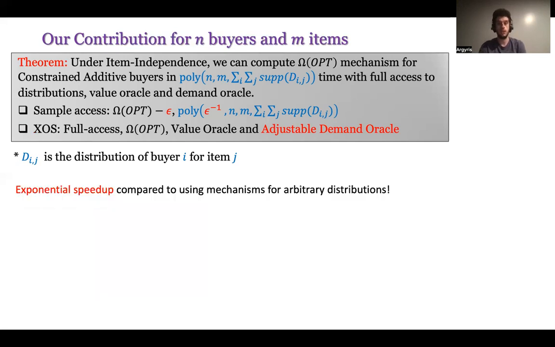I would like to note again that algorithms for arbitrary distributions need exponential time in the natural description of the problem to compute an approximately optimal mechanism under item independence, or achieve an exponential speedup.